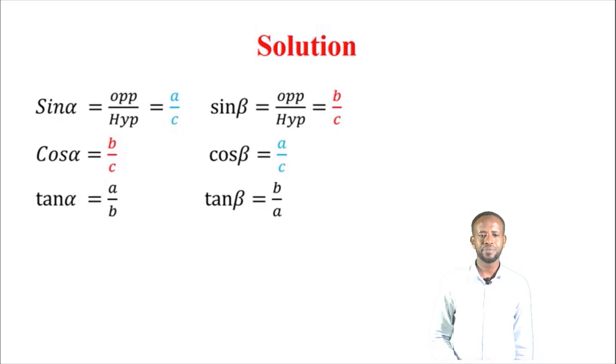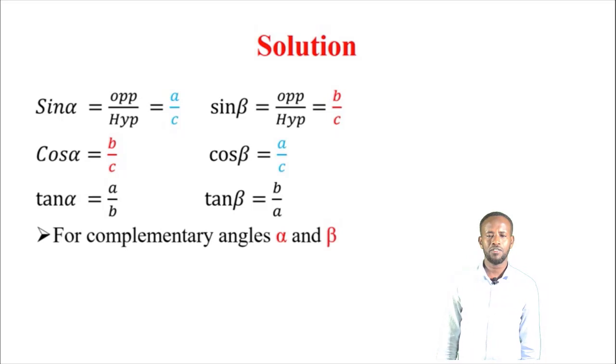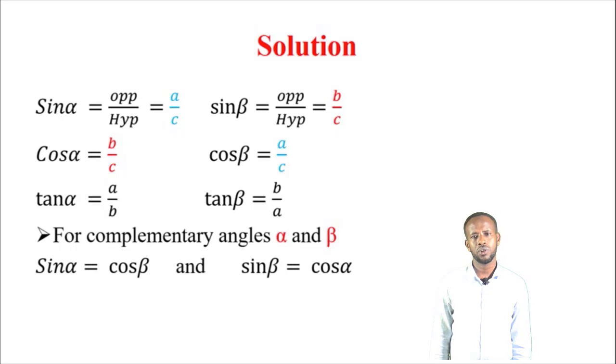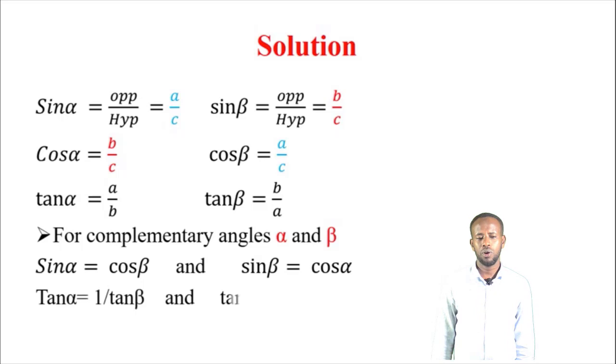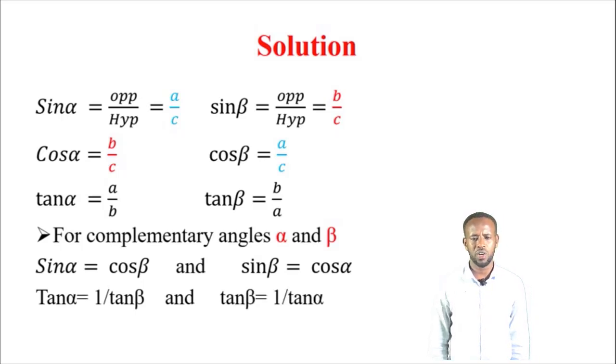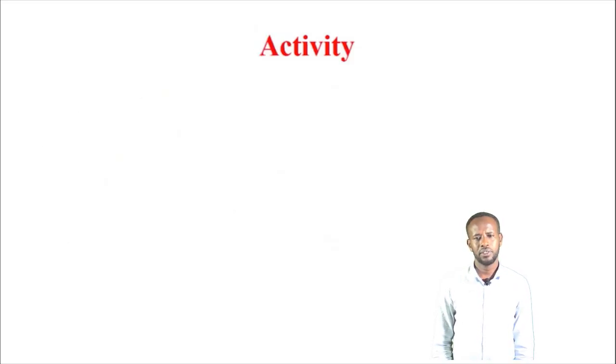We will take this. For complementary angles alpha and beta, sin alpha is equal to cos beta, and sin beta is equal to cos alpha. When? When these two are complementary. Sin of 20 degrees is equal to cos of 70 degrees. Just like that. Okay. Tan of alpha is equal to 1 over tan beta, the reciprocal. Tan beta is equal to 1 over tan alpha. So this activity you will try and answer in a few minutes.